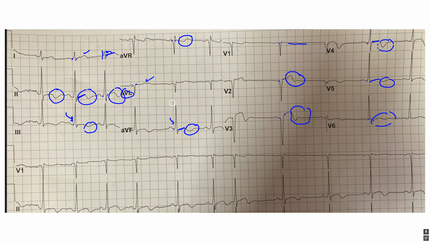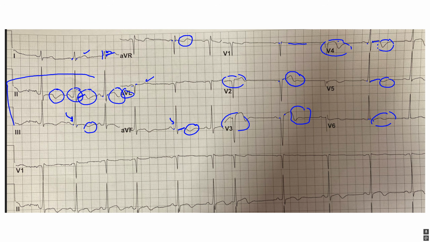You know, so this guy's close to STEMI criteria, right? Like we have a couple leads where there's elevation. There's some elevation here in 3. There's definitely elevation in V2 and V3. There's elevation in V4. But it doesn't qualify based on the American Heart Association because he only has one lead here.